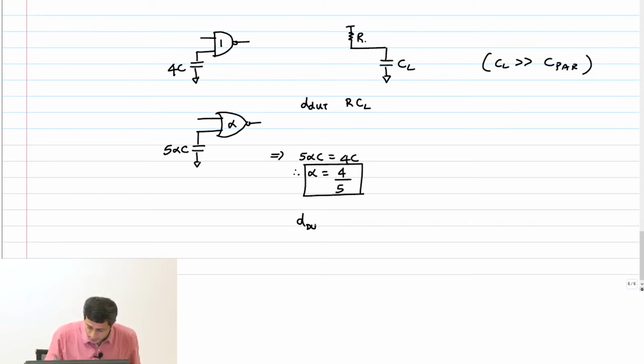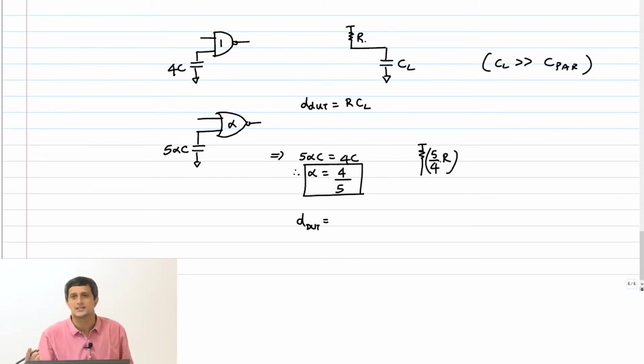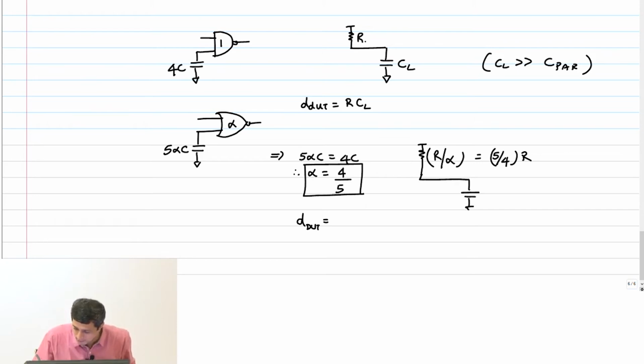Similarly here, what is the delay of my DUT for the NOR gate? It's not 5 by 4, it is resistance is... yeah, you're right, it will be 5 by 4 R because the size is, let's write that down explicitly, R by alpha, right? And alpha is 4 by 5 and therefore you will get 5 by 4 times R, and this has to drive my load capacitance, right? That 64x inverter, whatever it is. So this will be 5 by 4 R into CL.